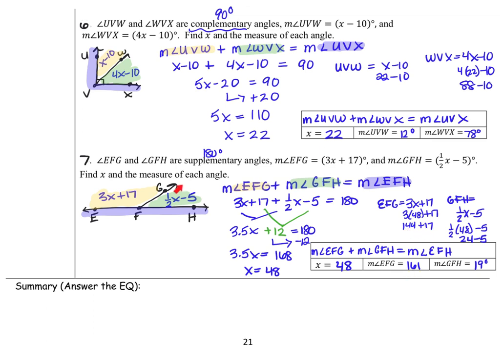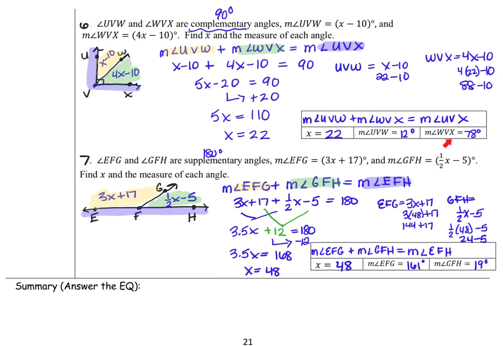And then to find GFH, we take our answer for x, substitute it in. So 1/2 of 48, subtracting 5. So half of 48 is 24. 24 minus 5 is 19. So if you're ever curious about whether or not your answers are actually right, if we know that these angles are supplementary, then that means 161 plus 19 should equal 180. And it does. So I know that my answers are correct.